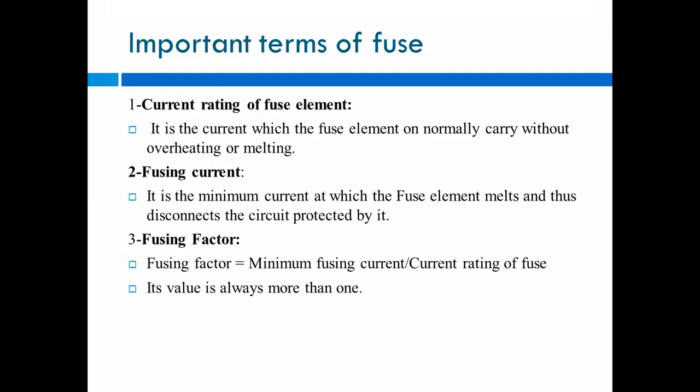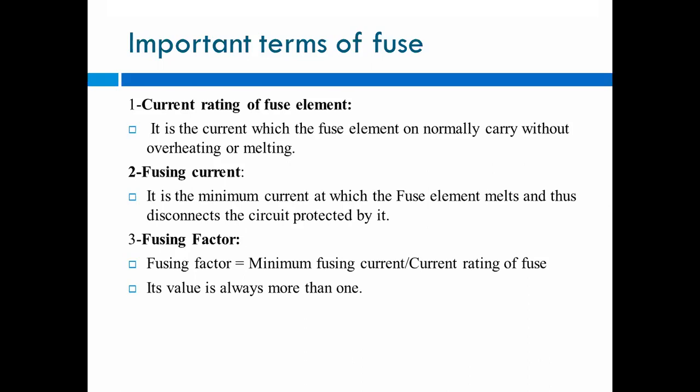So current rating means what is the rating of that fuse, that is, the maximum value of current that can be passed through the fuse. For example, if the fuse is of 10 ampere, it can pass a maximum of 10 ampere current, right? And if the current flowing through that fuse goes above 10 ampere, that fuse will melt. Then fusing current means the current at which that fuse or that conductor will melt. That is nothing but the fusing current.